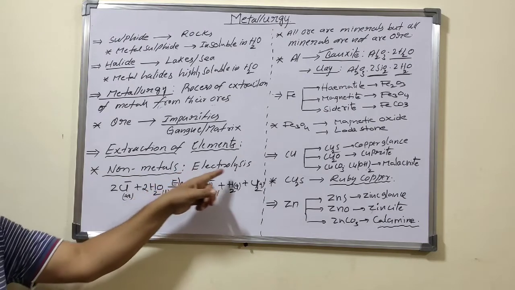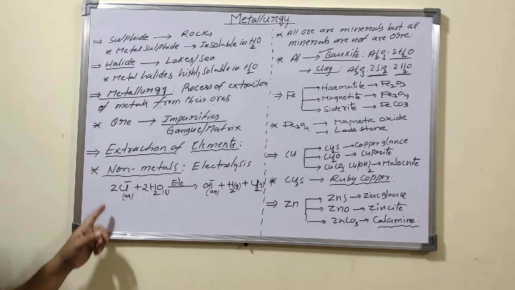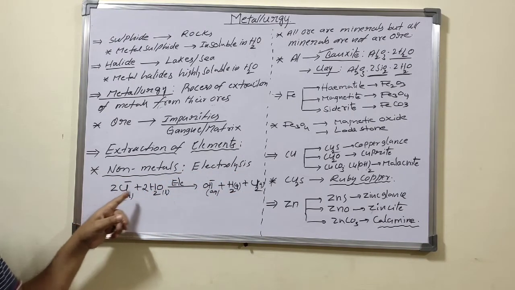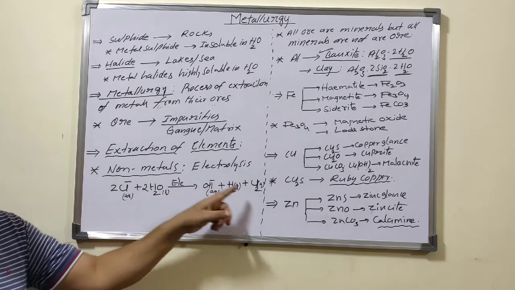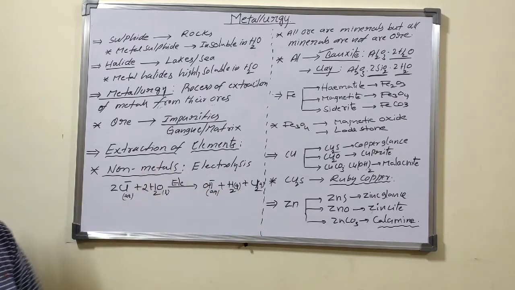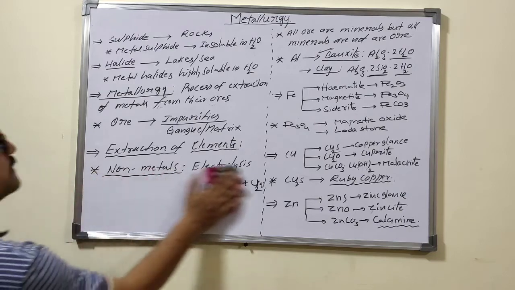Non-metals extraction by the electrolysis method. Here I am preparing chlorine gas. When chloride ions are subjected to electrolysis, I get chlorine gas. By this method we can prepare the remaining non-metals also. Now, extraction of metals. Extraction of metals from their ores is a big process. Here, different steps are involved.